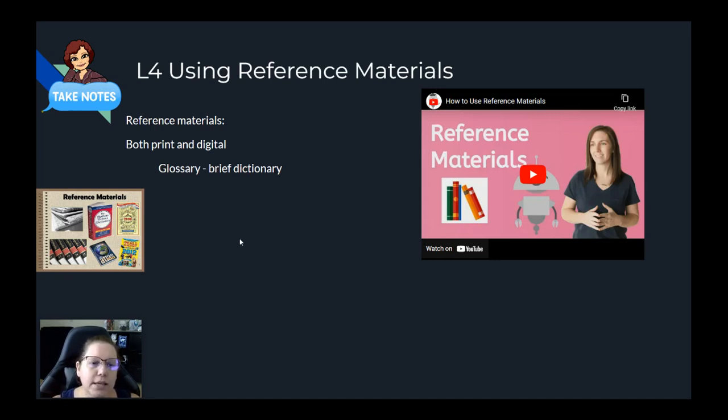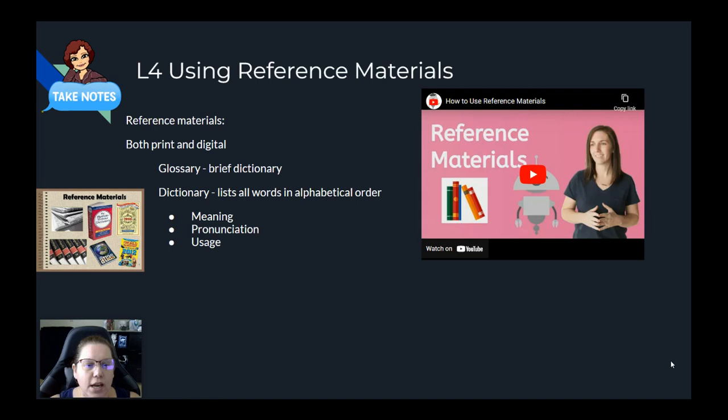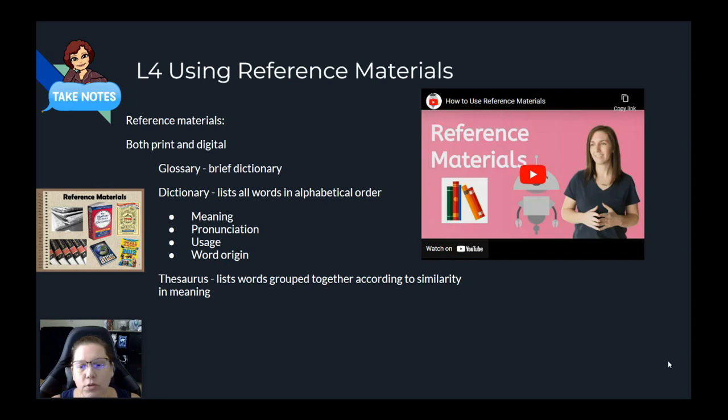A glossary is a brief dictionary, usually at the end of a story or the end of a book. A dictionary lists all the words in alphabetical order in the English language. It has the meaning, it'll list the pronunciation, it'll have usage, it lists your word origin, and a thesaurus lists words grouped together according to their similarity in meaning.